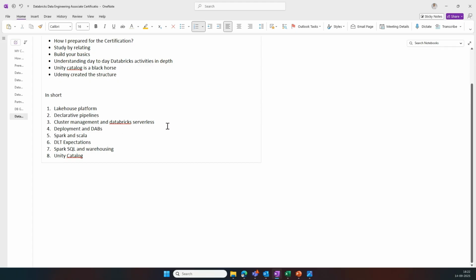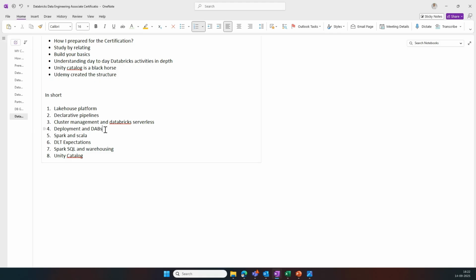In cluster management, as I already mentioned, serverless plays a very critical role. Then deployment and DABs. Databricks Asset Bundle is a new way of doing CI/CD on Databricks with their own version of things. It's an amazing product. I'm still exploring it hands-on, and I'm planning the Databricks Certified Professional exam after this. DABs is one of the important topics.